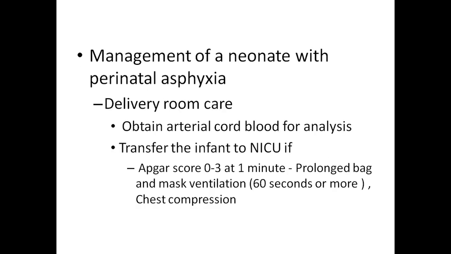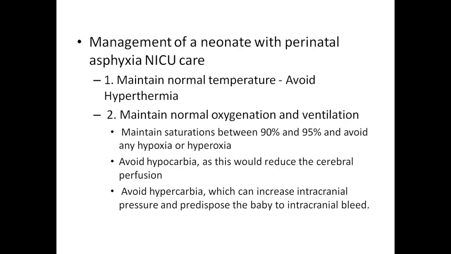Management of a neonate with perinatal asphyxia starts from the labor room. Obtain arterial cord blood for analysis and transfer the baby to the NICU. If the Apgar score is between 0 and 3 at 1 minute, give prolonged bag and mask ventilation and then start chest compression.